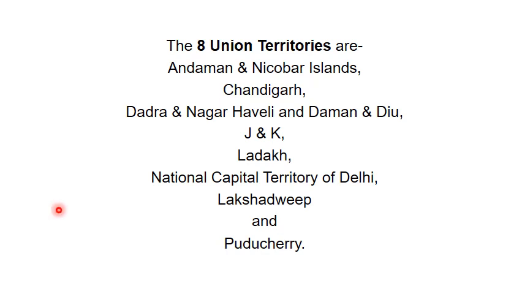The 8 union territories are Andaman and Nicobar Islands, Chandigarh, Dadar and Nagar Haveli, and Daman and Diu. These are all together one union territory. Earlier we had one union territory, Goa, Dadar and Nagar, Goa, Daman and Diu, and Dadar and Nagar Haveli. Goa became a state, and now Dadar and Nagar Haveli and Daman and Diu have become one union territory.